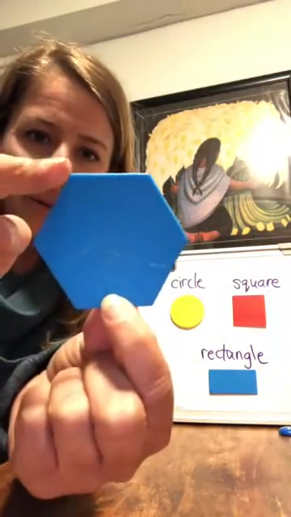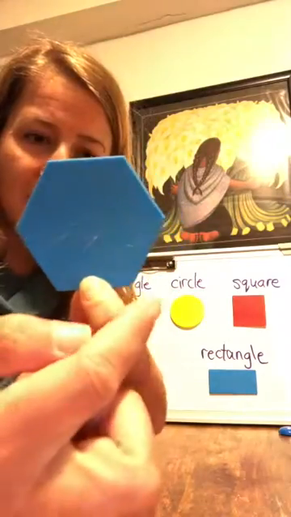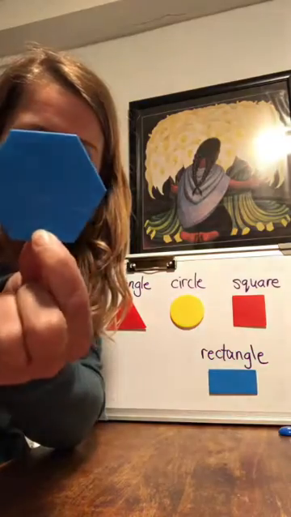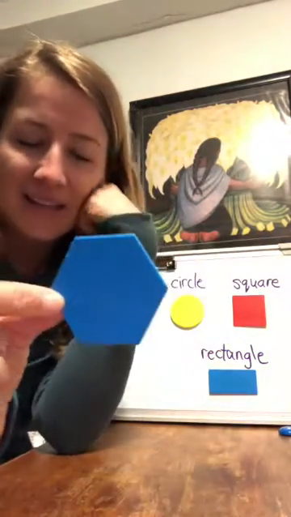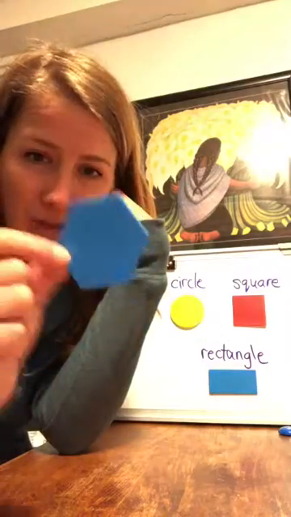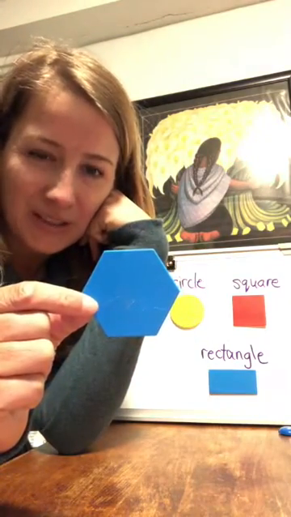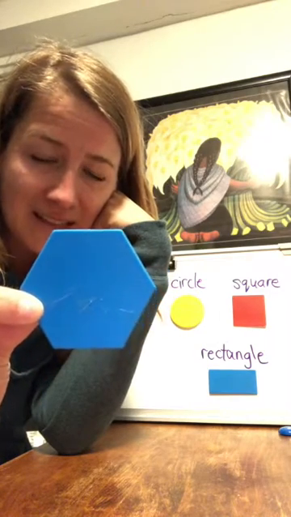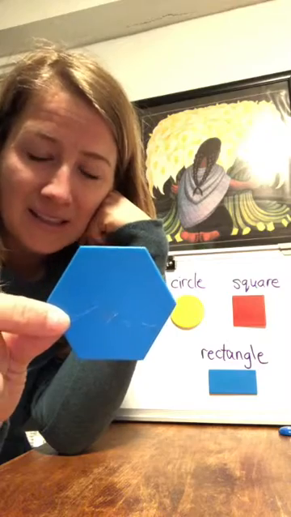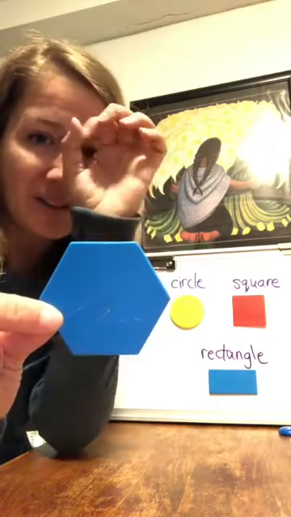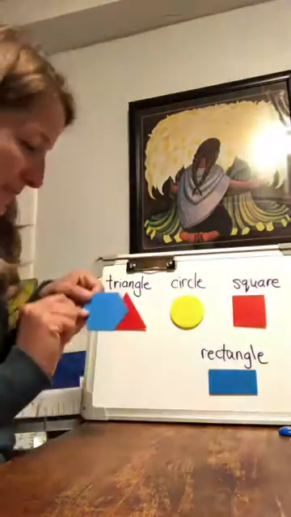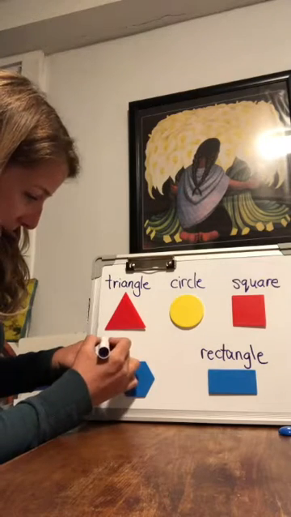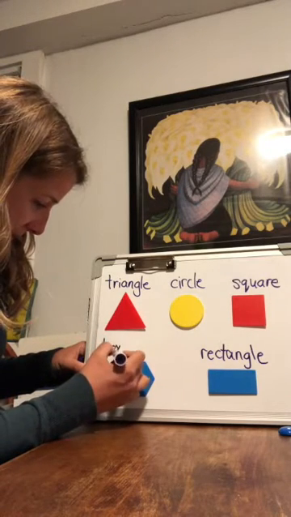And let's see how many corners. 1, 2, 3, 4, 5, 6. 6 sides, 6 corners is a hexagon. Now, when you're looking for this shape out in the world, it's a little trickier to find. But a really cool place that you can find hexagons are actually in beehives. The shape of a honeycomb are lots and lots of little tiny hexagons. Fun fact from Miss Cass. All right, I told you it starts with an H. Hexagon.